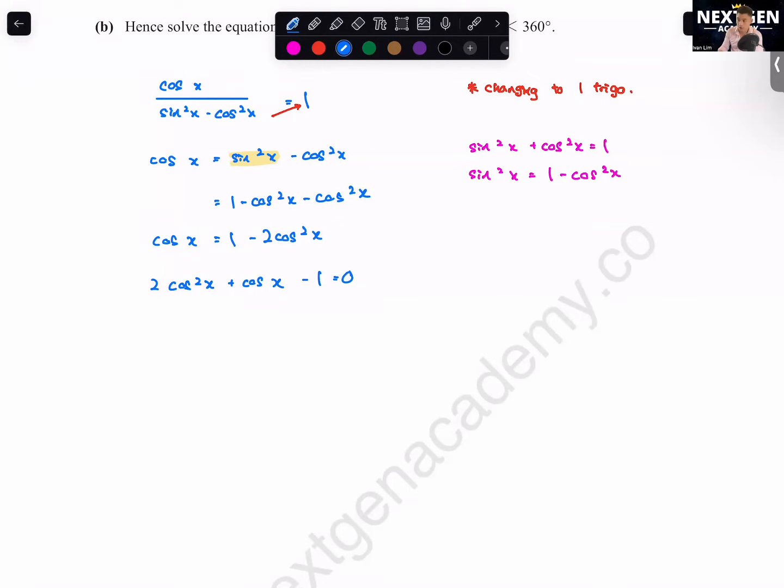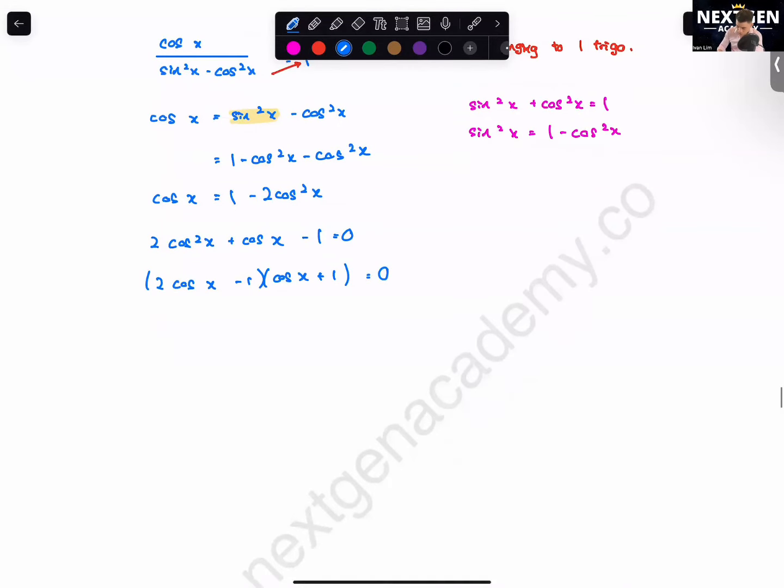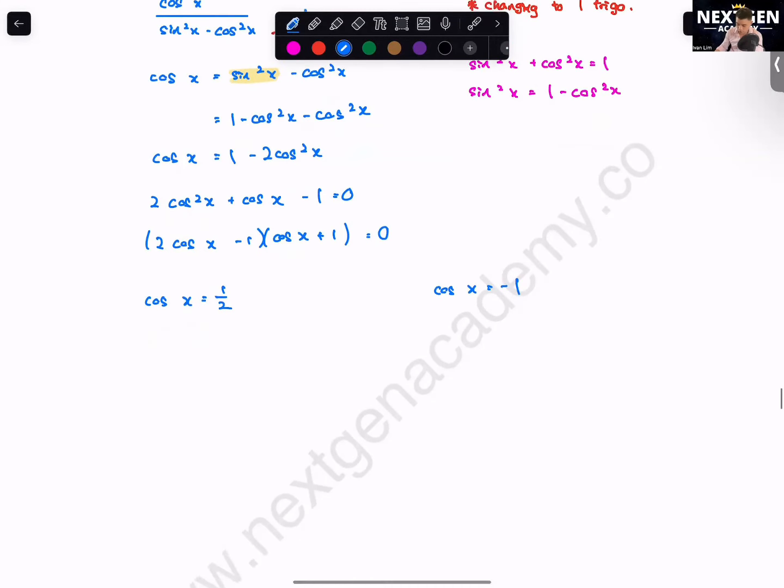Treat your cos as a constant term, but I'll just write it like that. 2 cos x minus 1, cos x plus 1 equals 0. So you got 2 over here. Let's just write the answer straight away. Cos x equals 1 over 2, cos x equals negative 1. Then you solve your normal trigonometric equation like that.